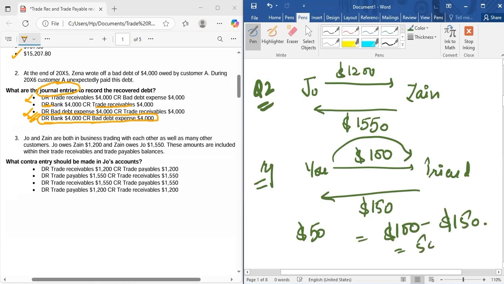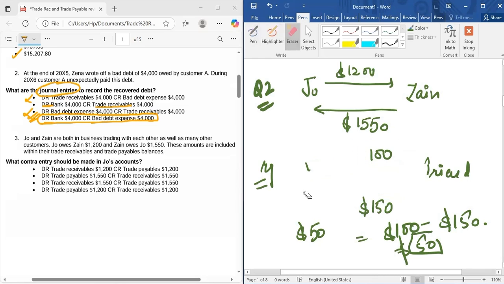Okay. This is the net amount. So you'll just simply say that instead of I will give you $100 and then you'll give me $150, just give me the net amount, which is $50. Okay, so the same case would happen here in case of Joe and Zane. Okay, so what we will do here, just a second, let me erase this.